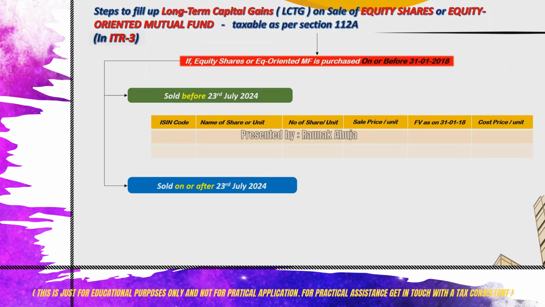The ISIN code for shares and mutual funds would be available on the contract notes or the transaction statement at the time of purchase of such shares or mutual fund. Further, the name of the share or the unit will get auto-populated, or you will have to get it selected from the drop-down available there. In addition to that, we'll also be required to disclose the number of shares, the sale price per unit, and the cost price per unit.